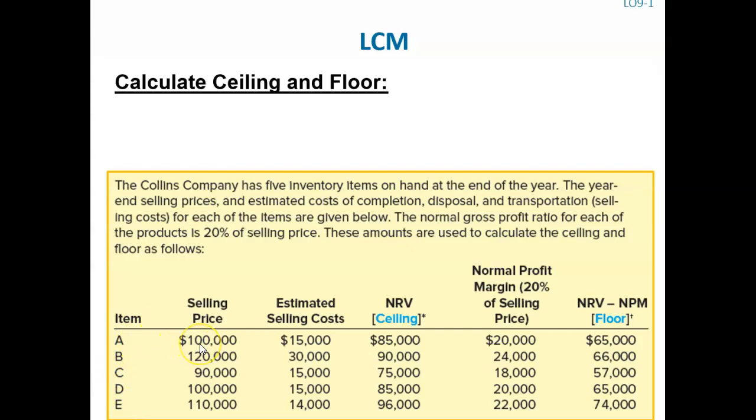In item A, the selling price minus the estimated selling cost equals the net realizable value, or ceiling. The floor is calculated by subtracting the normal profit margin of $20,000 in item A from the ceiling to calculate the $65,000 floor. And this is done to calculate the ceiling and the floor for each item.